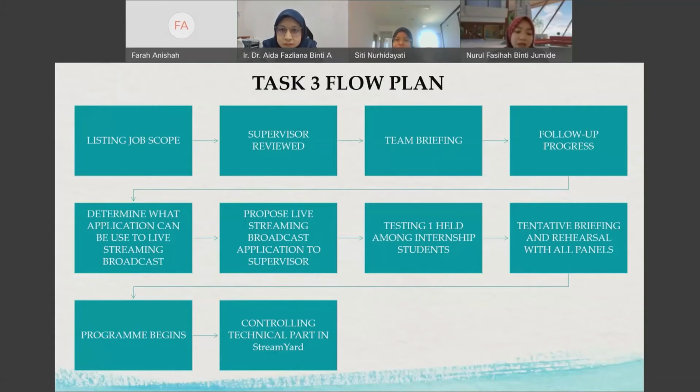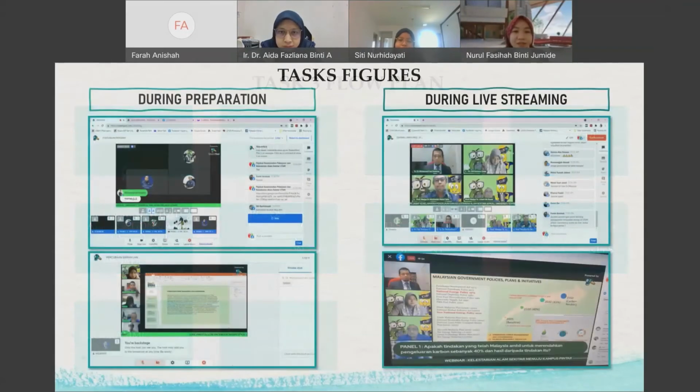And when the program begins, I am the one controlling the technical part, such as uploading and sharing the slides of all the panels, and starting and ending the live broadcast. So this is during the preparation, where we had a testing rehearsal for this webinar using the StreamYard broadcast application, and this is during the live streaming. This is the feature of the backdrop of the webinar.